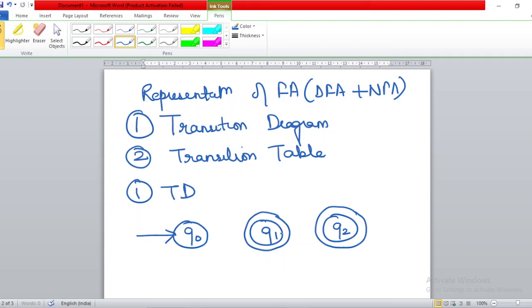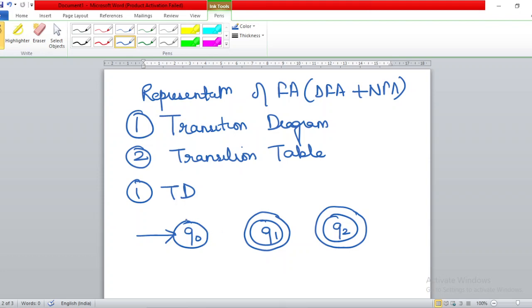So that means Q1 is also a final state, Q2 is also a final state, because you can have any number of final states, either 1 final state, 2, 3, 4, any number of final states could be there. Now the transitions on the input symbols, this is just a random example. How I am making this is not your concern, just see how we represent a transition diagram.